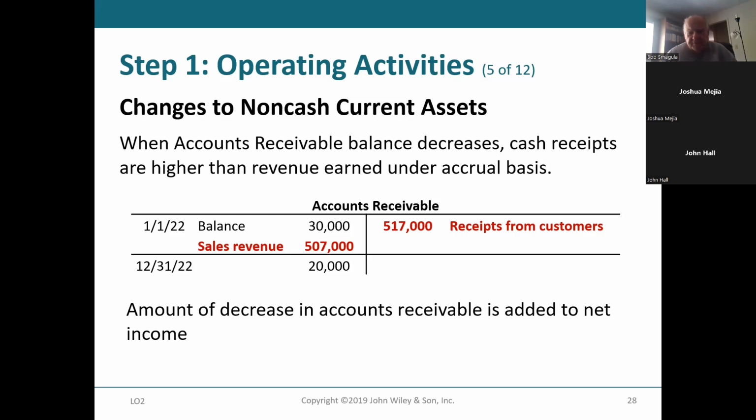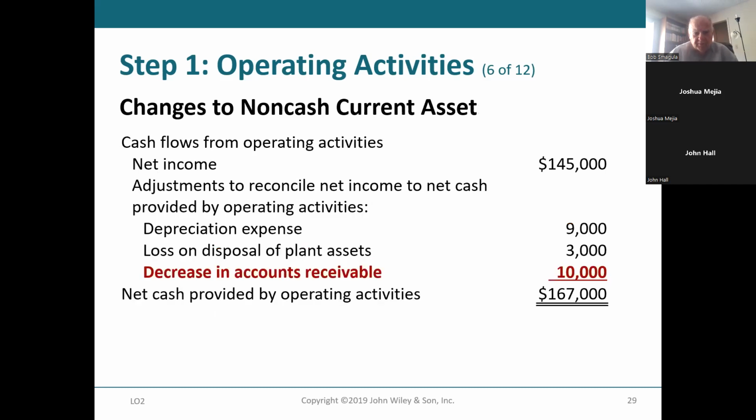Now we receive, in this case, that 517,000, that reduces the asset, and that's a favorable activity. Same thing with inventory. When you buy inventory, unfavorable cash flow. When you sell the inventory, favorable cash flow. So that's the rule you have to understand, that if a current asset increases, it is unfavorable. If it decreases, it's favorable.